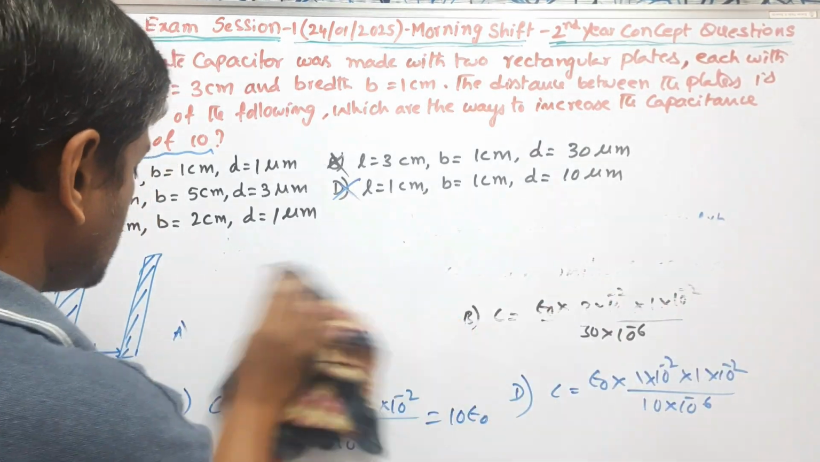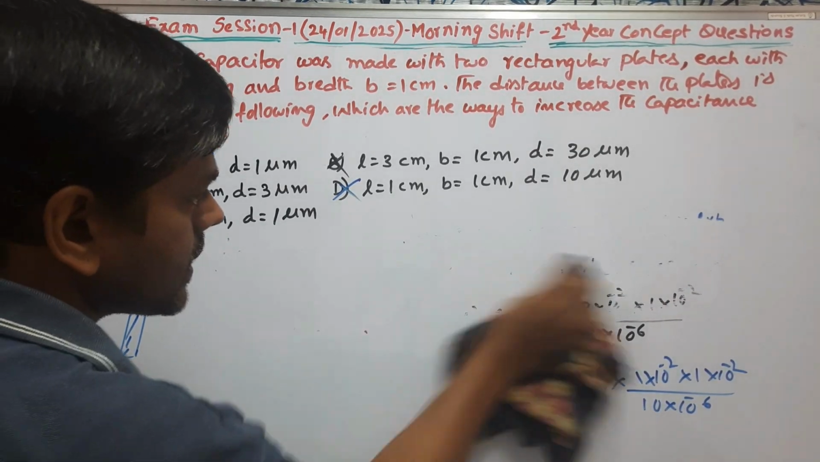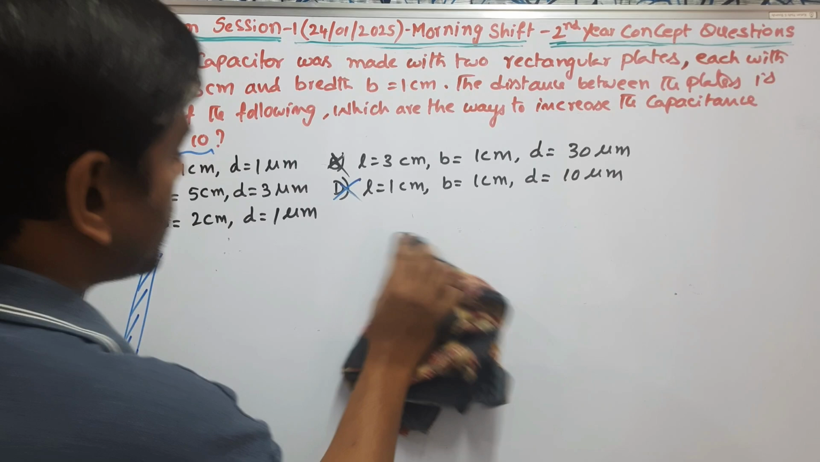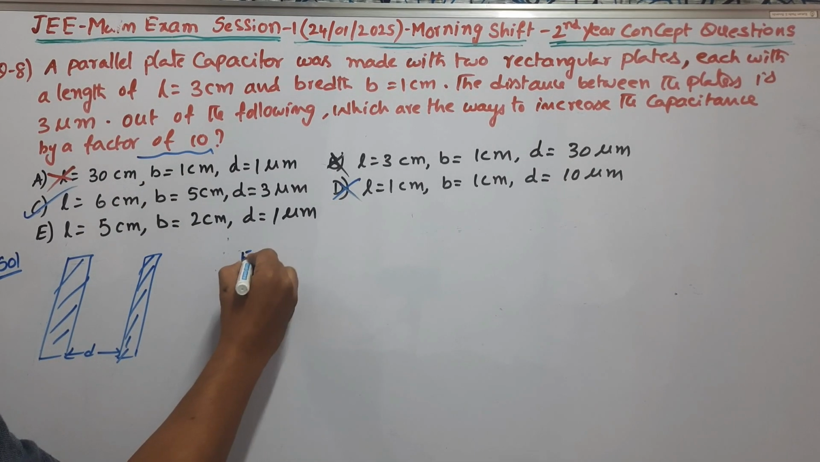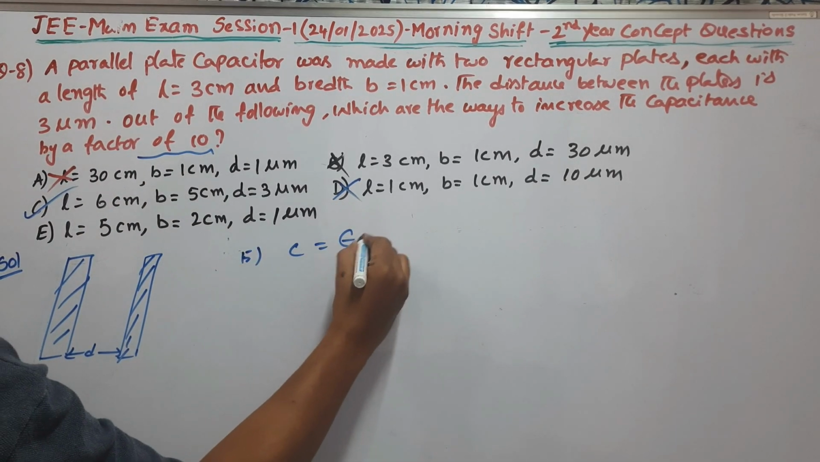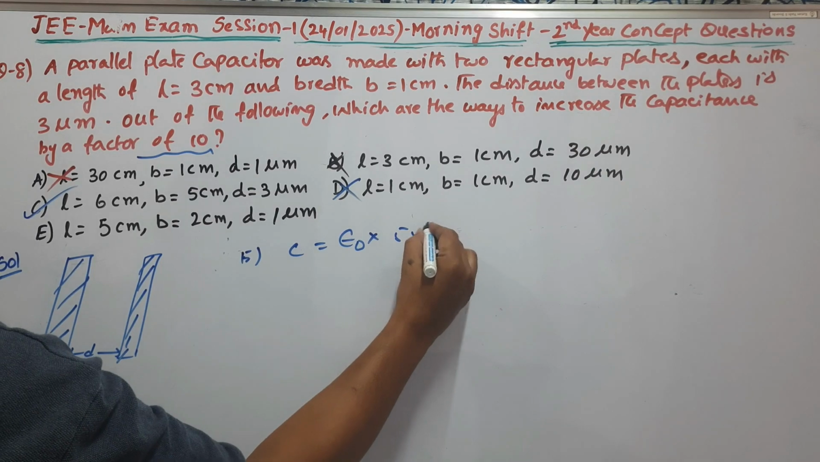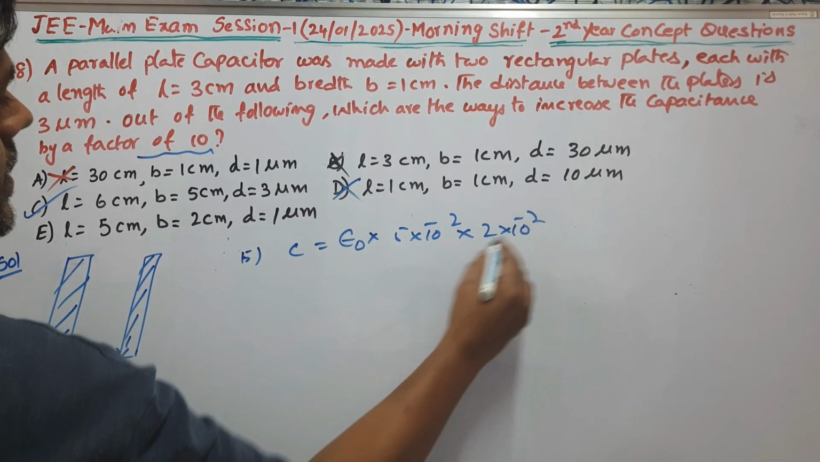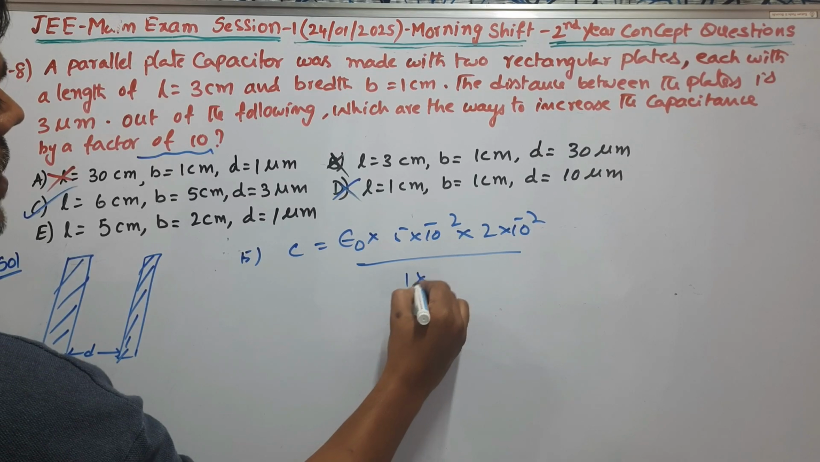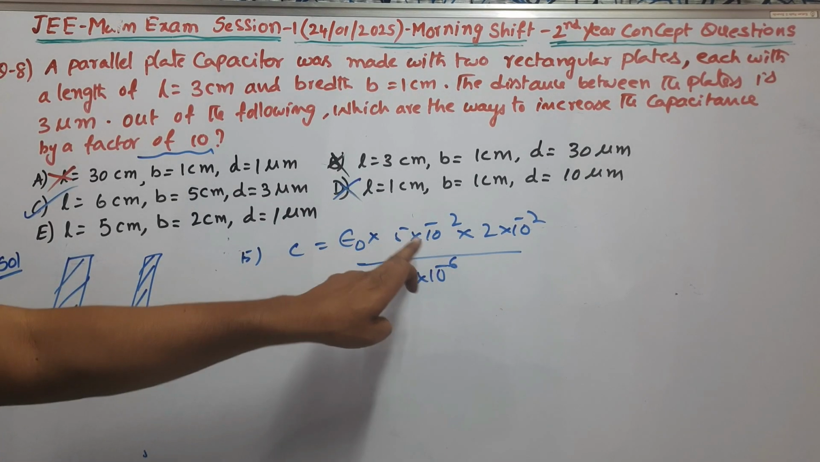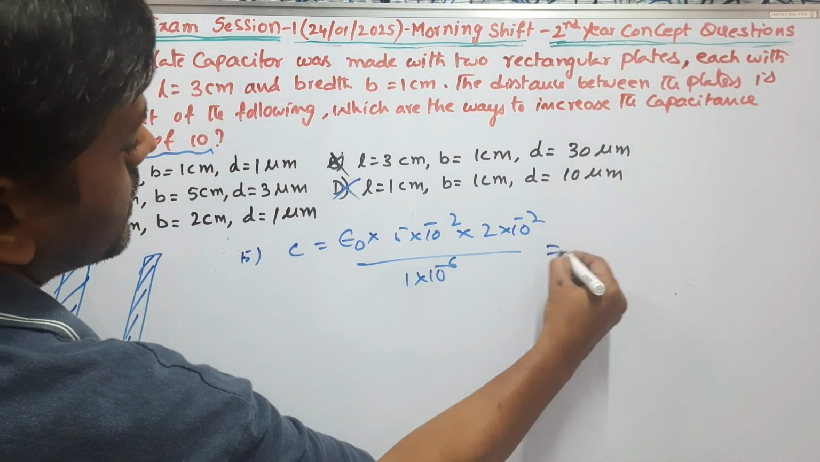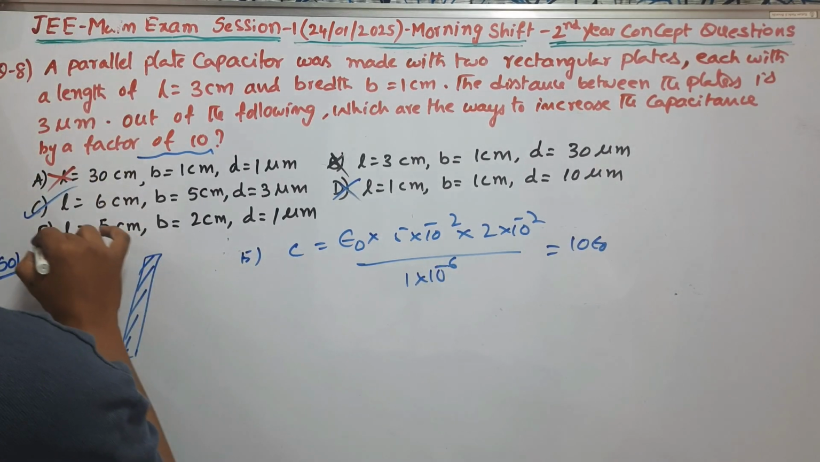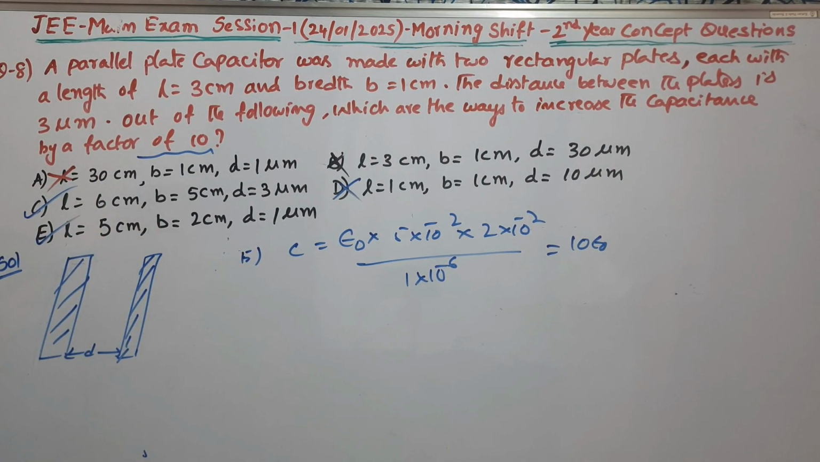Okay, so whether that is correct or not, we can check once again. Option E: what is the value? C is equal to epsilon naught into 5 into 10 power minus 2 (breadth is 2 into 10 power minus 2) by 1 micro, that is 1 into 10 power minus 6. The 10s cancel, so you get 10 epsilon naught. So by using E also you get it. So in the given options, C and E are correct.